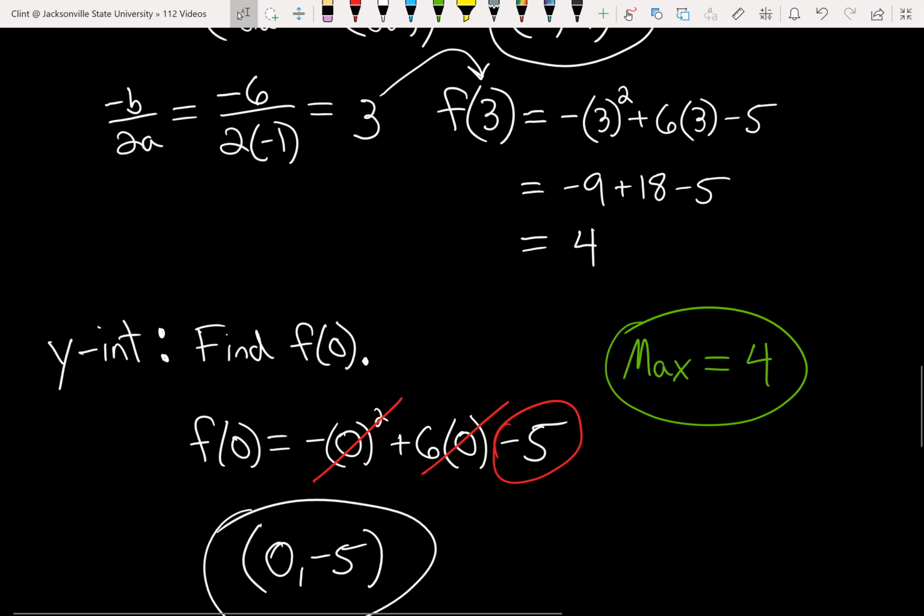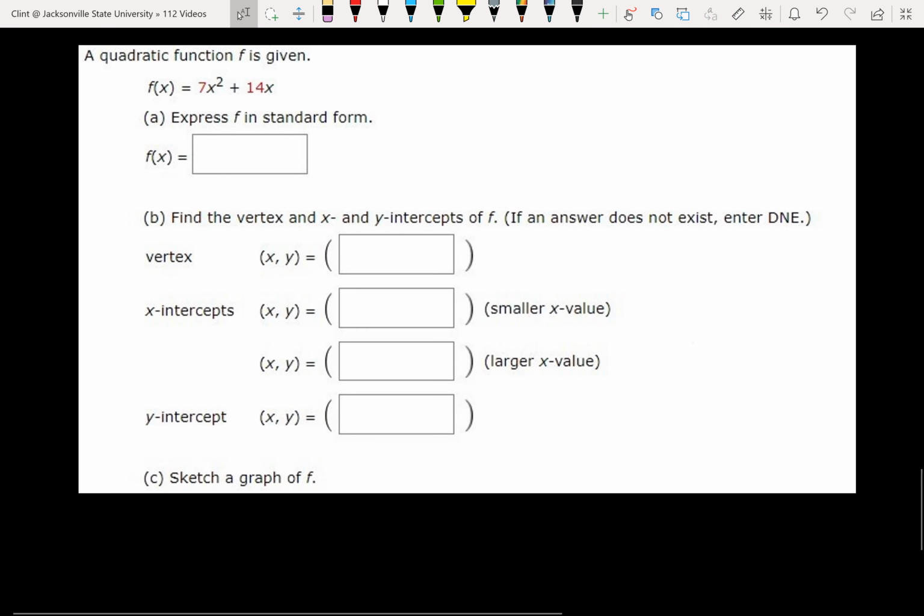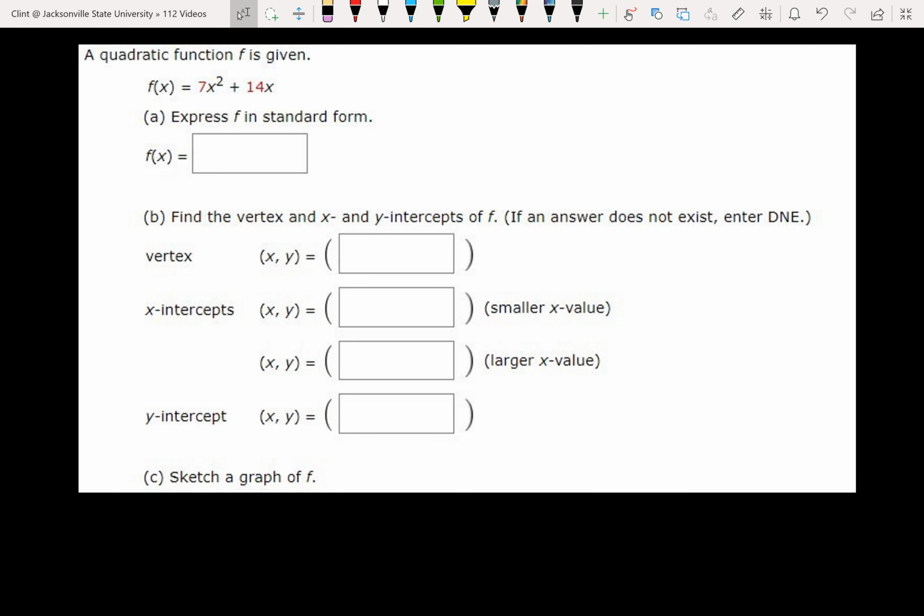All right, let's look at another problem. This one doesn't give us a graph, so we do have to work a little harder.